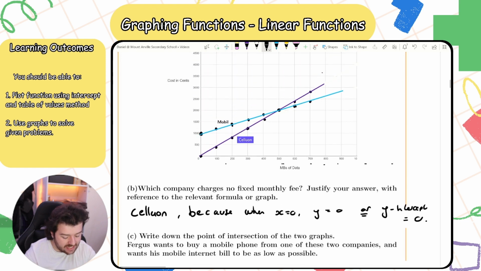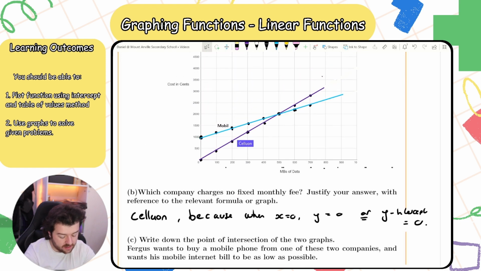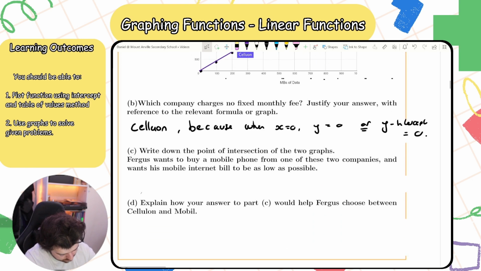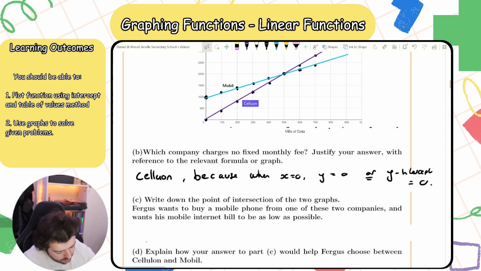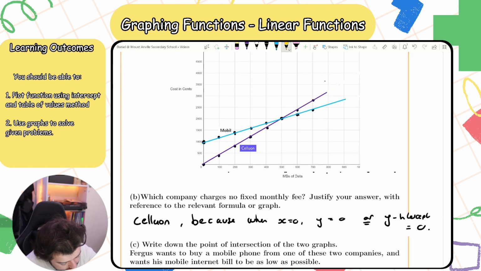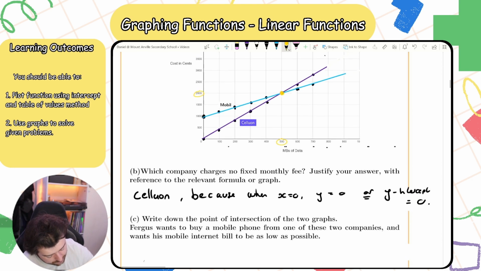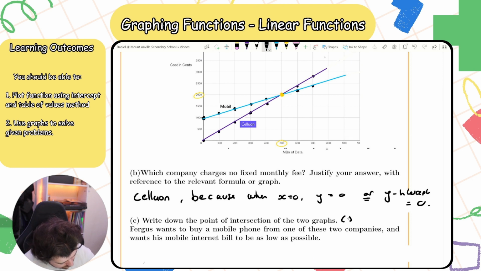Write down the point of intersection of the two graphs. Right, the point of intersection. And the point of intersection is where they both meet, which is here, which is going to be x is 500 and y is 2000. So sorry, this part is meant to be D here.